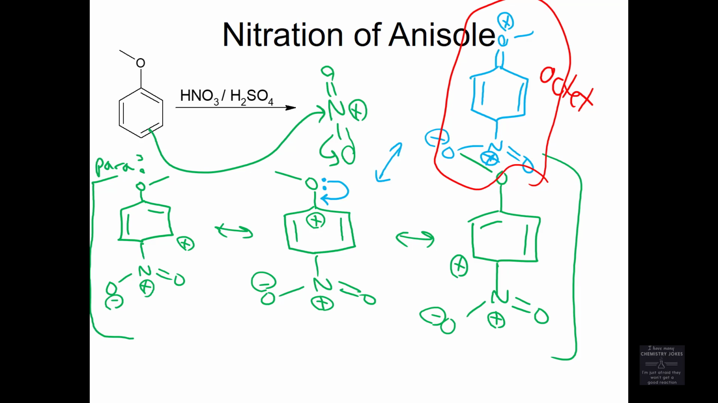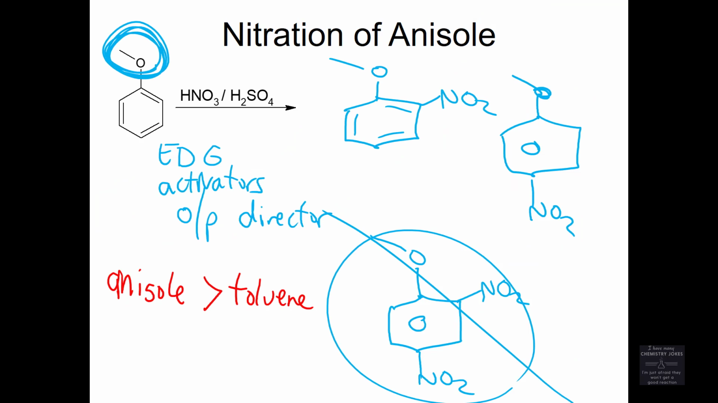That is a better resonance circumstance than just having a tertiary carbocation. Toluene has a tertiary carbocation in its valence, making ortho and para more stable than meta. Anisole has an extra resonance picture. First of all, extra resonance pictures make you more stable, period. But this extra resonance picture was excellent, because it had everybody with an octet. So anisole brominates, nitrates, sulfonates, Friedel-Crafts alkylates, and acylates faster than toluene. Any electrophilic aromatic substitution reaction happens faster on anisole than toluene.